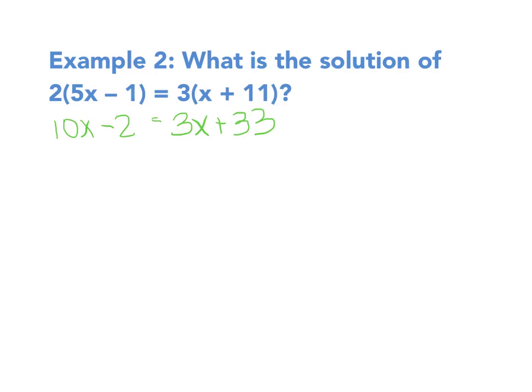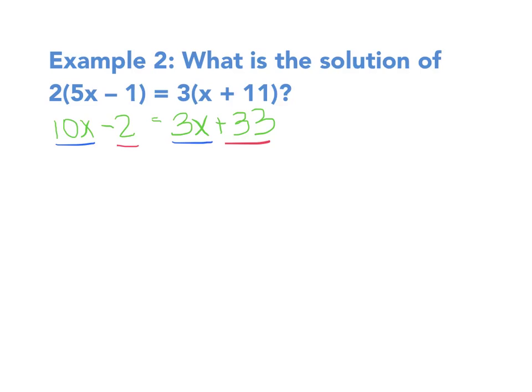So now we're going to combine like terms. And I can choose whichever ones I want to move. I could subtract 10x from this side. I could subtract 3x from this side. I could add 2 first. I could subtract 33 first. It doesn't matter which one I do first, as long as I'm combining like terms. So my like terms are 10x and 3x, and negative 2 and positive 33.